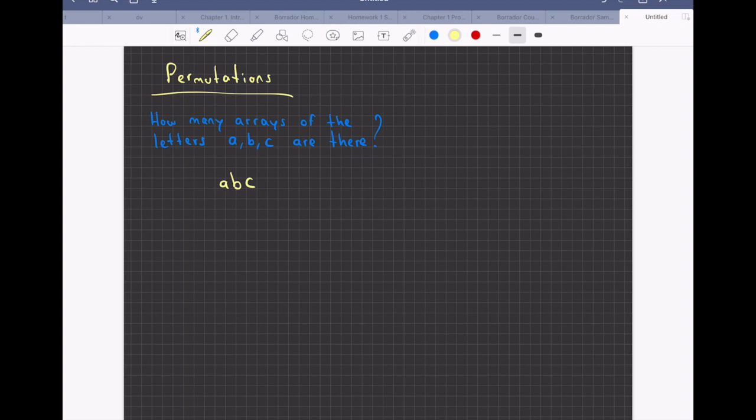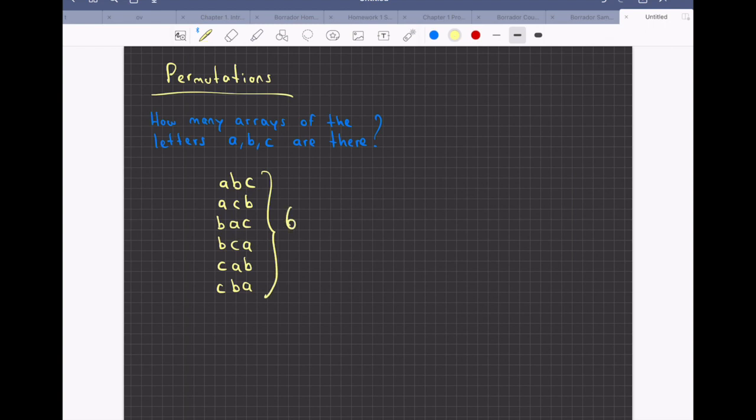Other way, keep the A in the first position and switch the order of the B and C: A, C, B. Other way, we can put first B, then A and C. Other way, put first B and then C and A. Other way, put first C and then A and B. Other way, first C and then B and A. You see? If you count this, we're going to have 6 arrays.